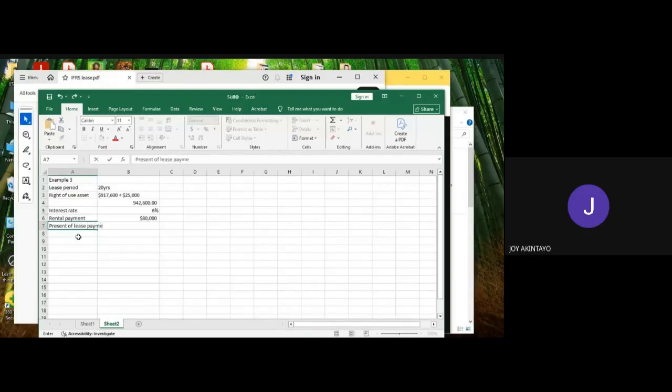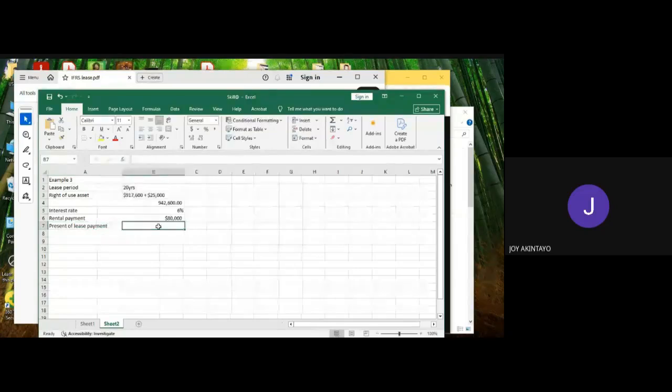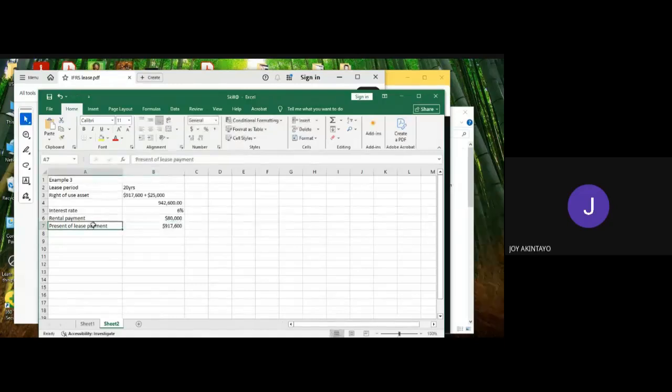which is how much we have. 917,600. So it is this present value of this payment that we actually use to determine our lease liability. So let's pick the first thing.